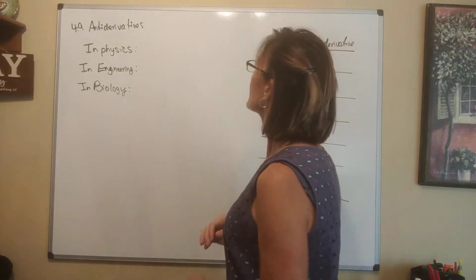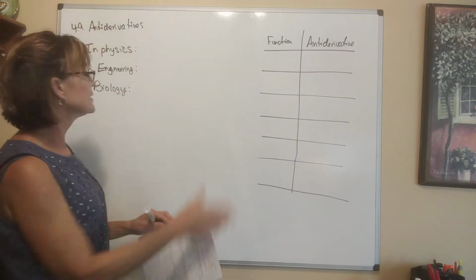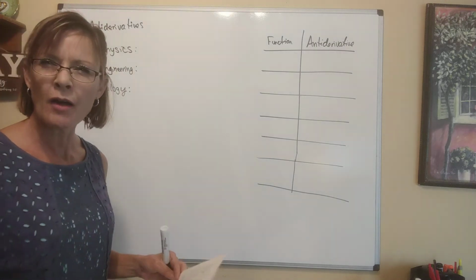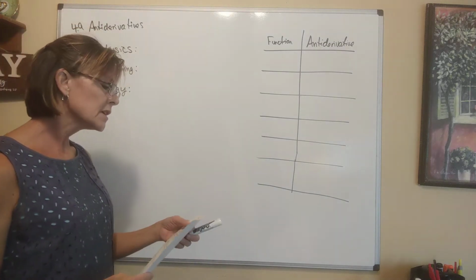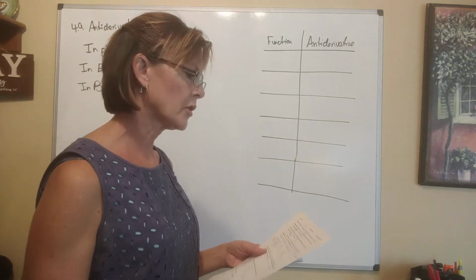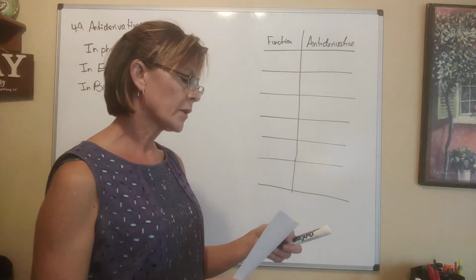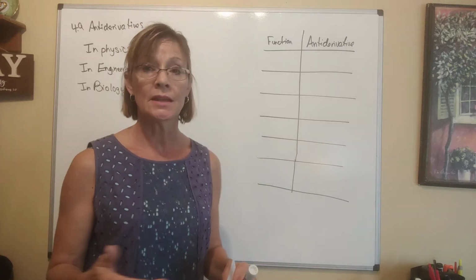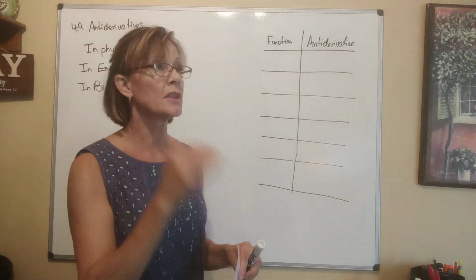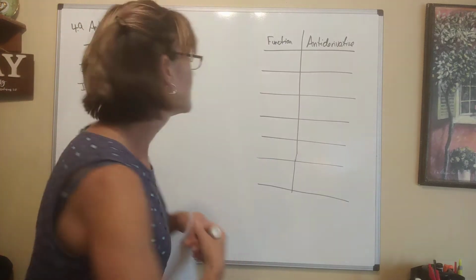Now we are ready for antiderivatives. Before we get into the meat of it, let's talk about how they're helpful. In physics, I have this on your worksheet. It says, suppose the blank of a particle is known and you want to find its blank. Suppose the velocity of a particle is known and you want to find its position.